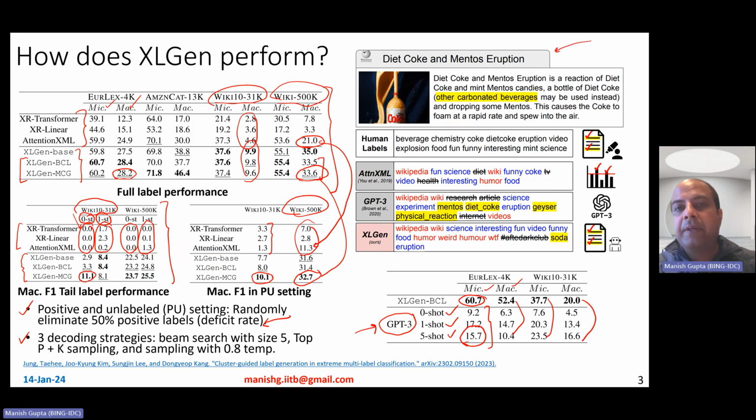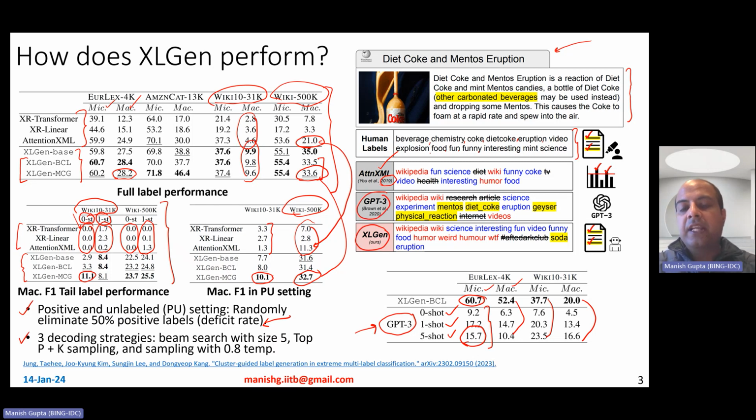So this is a Wikipedia page for Diet Coke and Mentos eruption. And there is some text also associated. So that's the input text. Now, if you ask a human to label, provide tags or labels for this Wikipedia page, they give labels like beverage, chemistry, Coke, Diet Coke, eruption, eruption video, explosion, food, fun, interesting, funny, and so on. Okay. So a previously proposed attention XML 2019 extreme classification method gives some reasonable labels. And these are labels using XLGen and GPT-3.